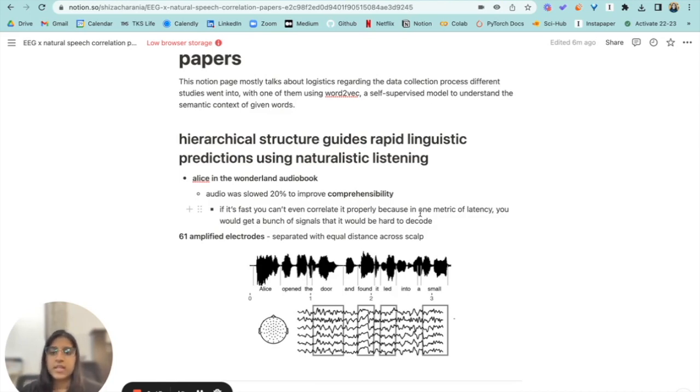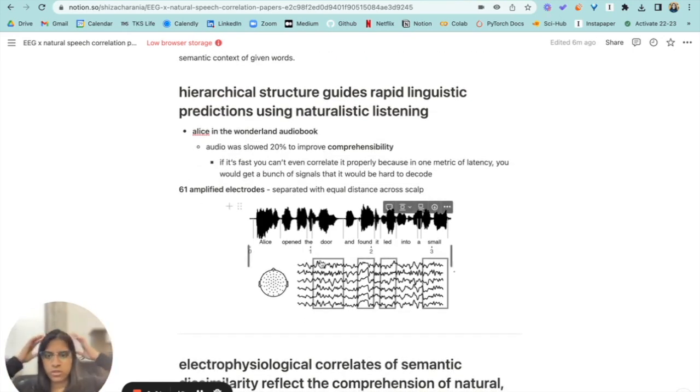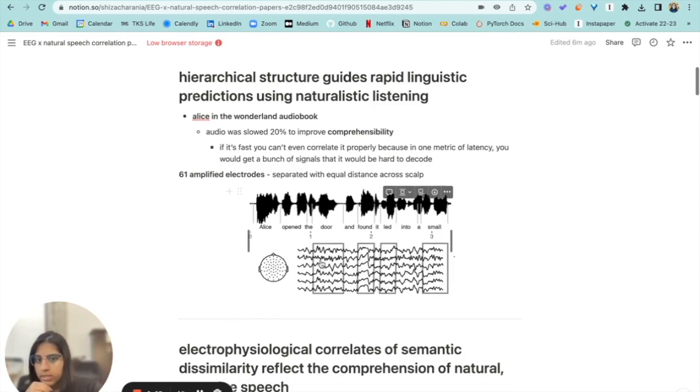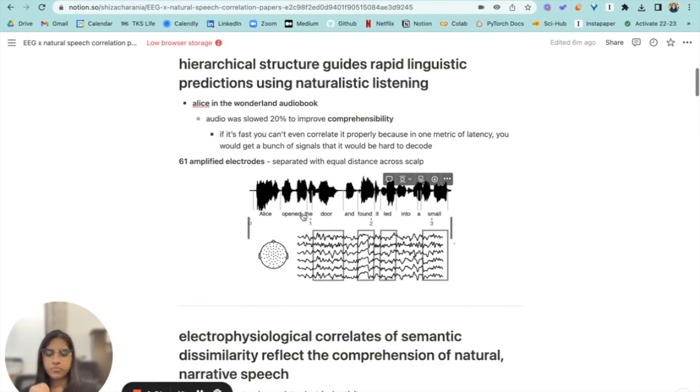So that's one thing. And then they also used 61 amplified electrodes with equal distance across the scalp. So you basically placed all the electrodes across the scalp and then you recorded the EEG data from the audiobook that you have. And again, this was done non-invasively, so you have some sort of EEG cap that you put on, something along the lines of that. So that was the one that I didn't go too deep into.